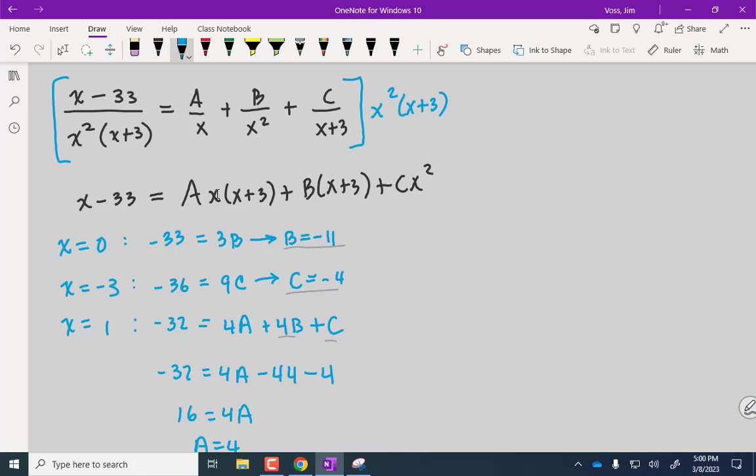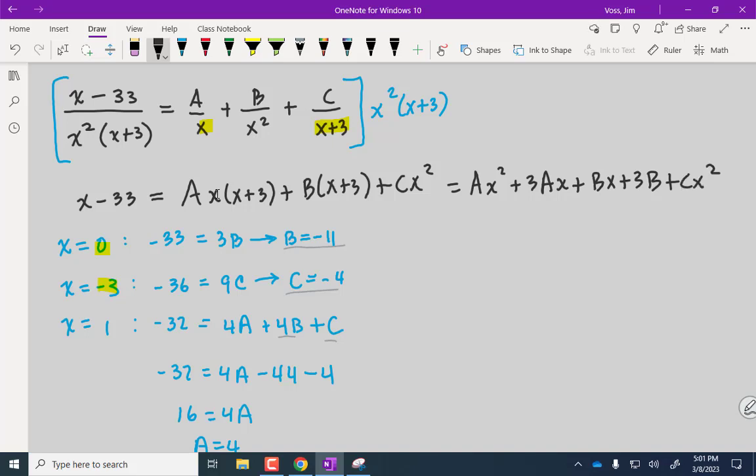So the convenient values are from these denominators. 0 causes that to be 0. Negative 3 causes that one to be 0. What if you don't see it by the convenient value? How do you do it? Then you would multiply this all out. So if you were going to multiply this all out and use the traditional method, you would have ax squared plus 3ax plus bx plus 3b plus cx squared.